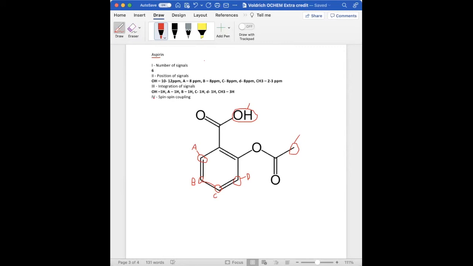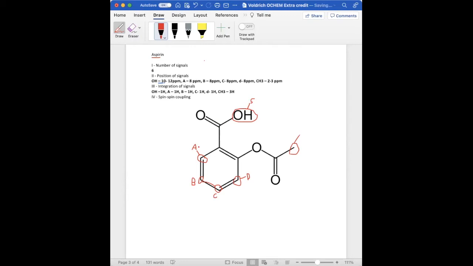For spin-spin coupling, we still use the N+1 rule. And so for this OH, there are no neighboring hydrogens, so N is 0, plus 1, we'll see a singlet for this. Again, at around 10 to 12 ppm.